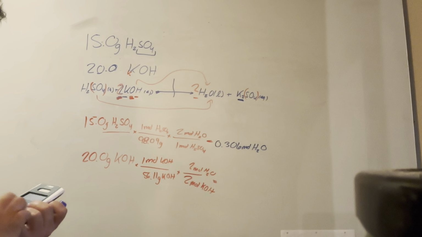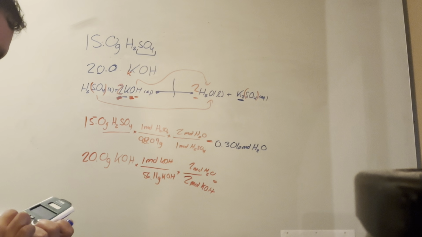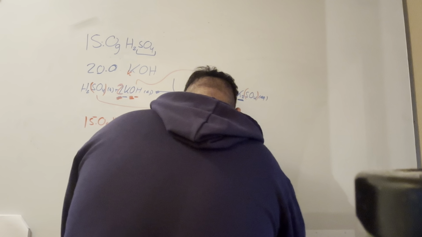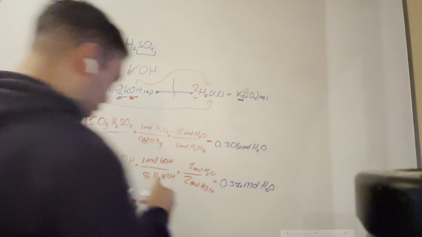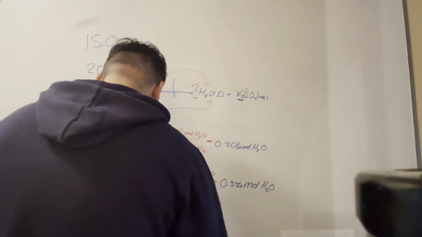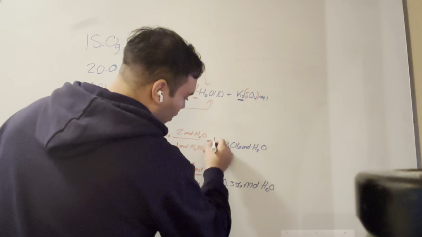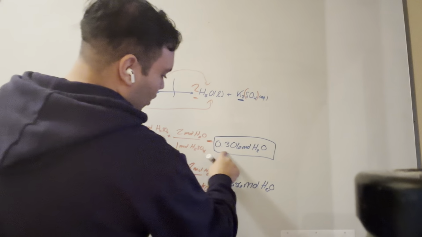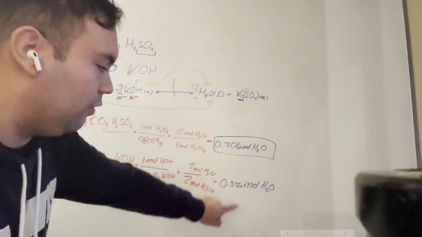And this one is going to be 20 times 2, divided by 56.11 times 2. That gives 0.356 moles. Okay. So we see immediately, when we pick an arbitrary product, that the one that makes the least amount of water is sulfuric acid at about 0.306, as opposed to KOH at 0.356.